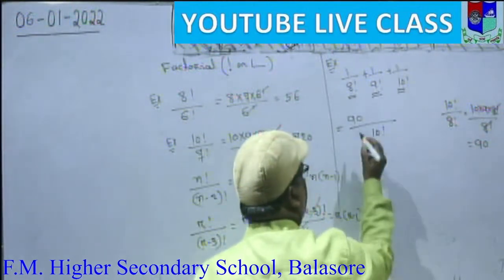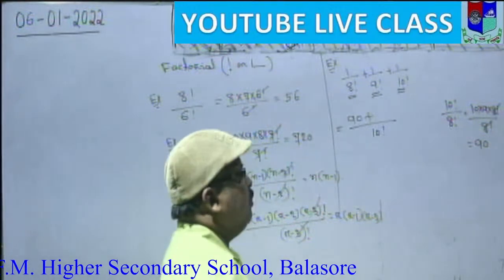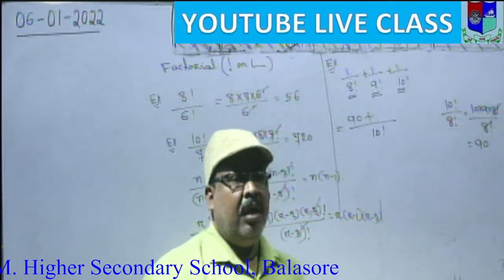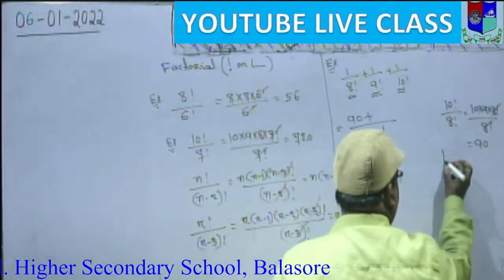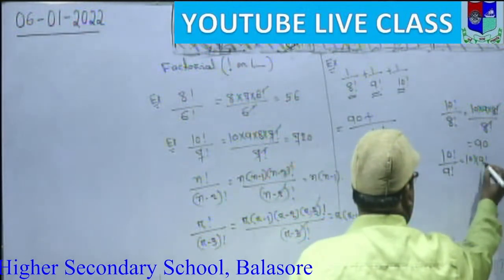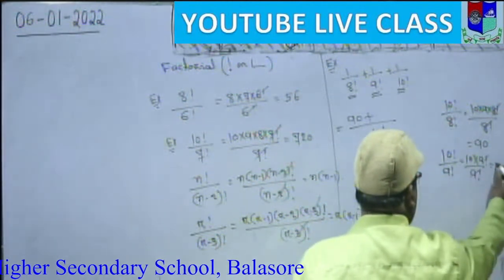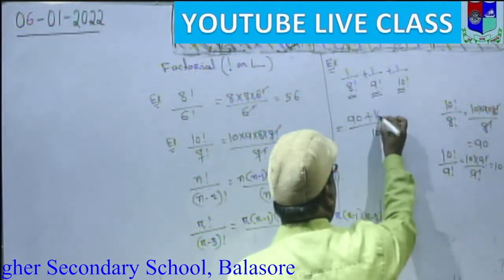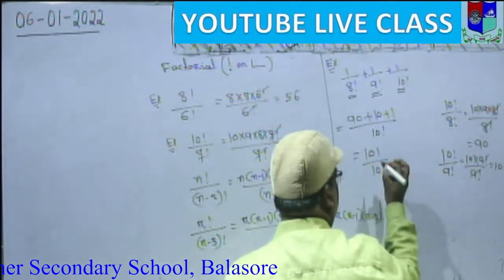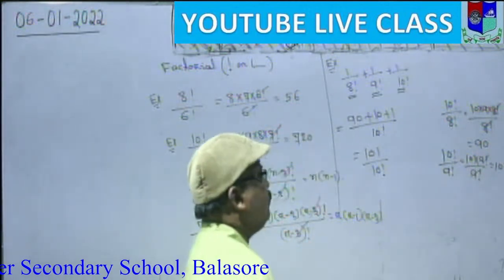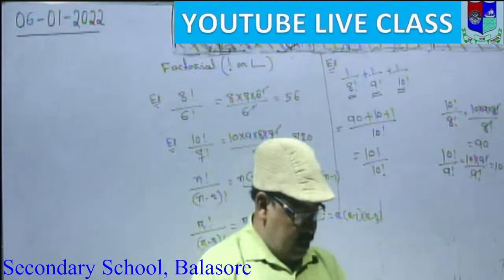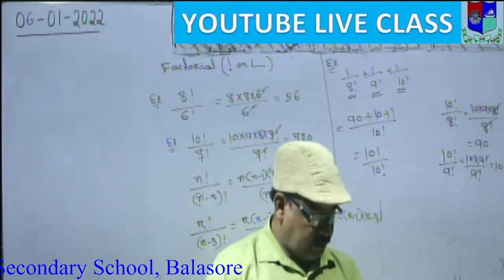So it is 90 plus. Similarly, 10 factorial is divided by 9 factorial. The answer will be 10, like this: 10 into 9 factorial, cancel. So the answer is 10. So it is 10 and it is 1. So the answer will be 101 by 10 factorial. So this is our addition for this 10 factorial.